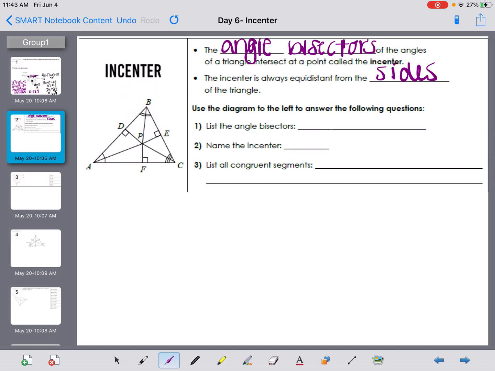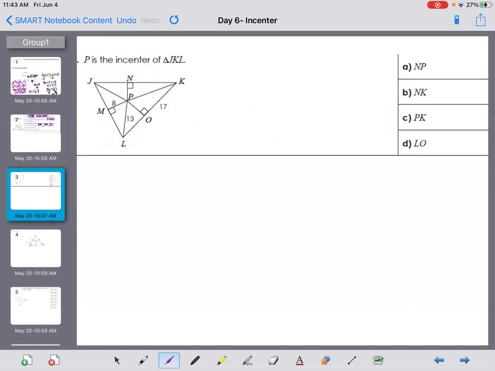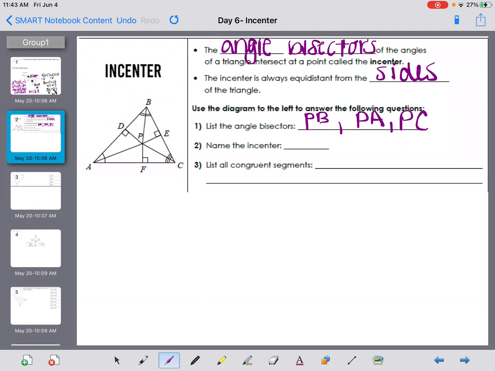So let's look at this diagram. I have a few things that are congruent, okay? I know that I have angle bisectors, so my angles are congruent, okay? So angle A is split up into two congruent parts. Angle B is split up into two congruent parts. Angle C is split up into two congruent parts. So my angle bisectors in this case are PB, PA, and PC. Oops, sorry guys. Okay. The incenter is where they meet, so it's at P.